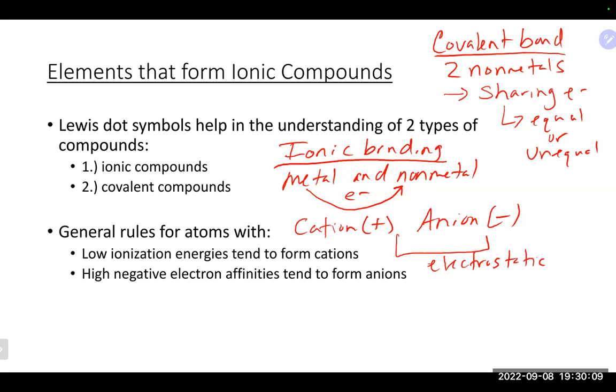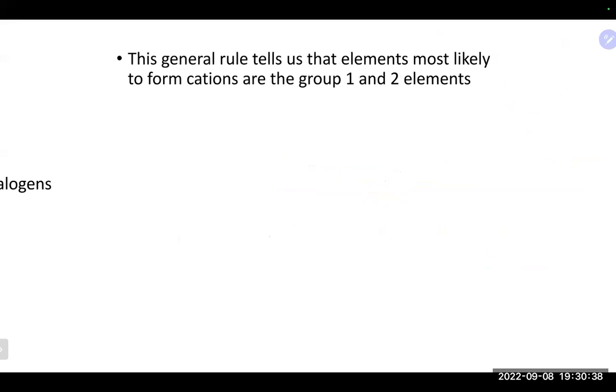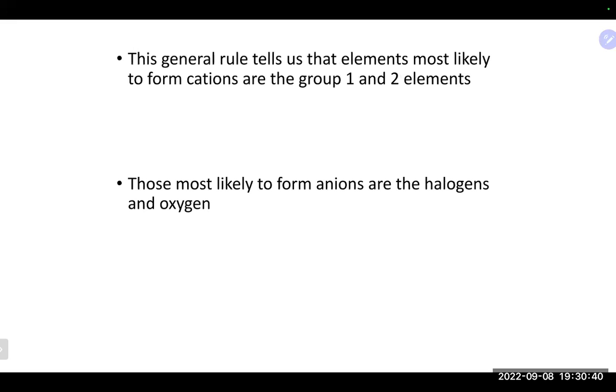In general, things with low ionization energy, as we talked about, will tend to form cations, because it doesn't take a lot of energy to remove the electrons, so they're able to become positively charged relatively easily. Things with high negative electron affinity typically have gained electrons, and they will form our anions. Any questions on that there? All right. So the general rule tells us that cations, groups 1 and 2, are metals on the left side of the periodic table. Halogens, oxygen, and nitrogen are going to be our negatively charged ions.